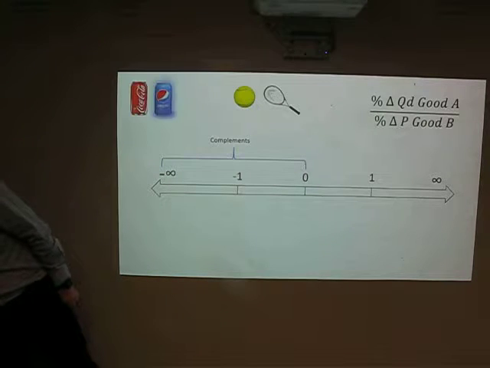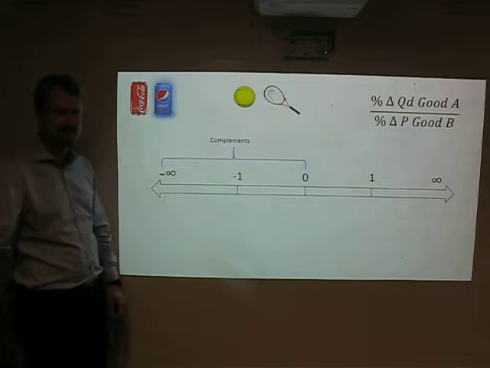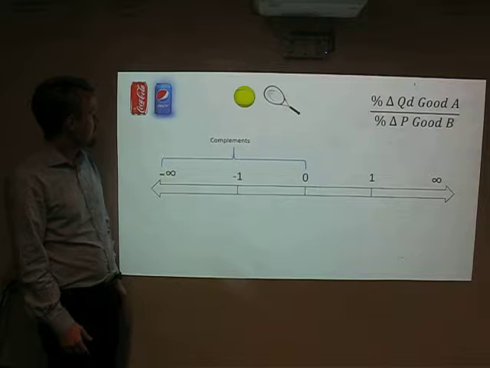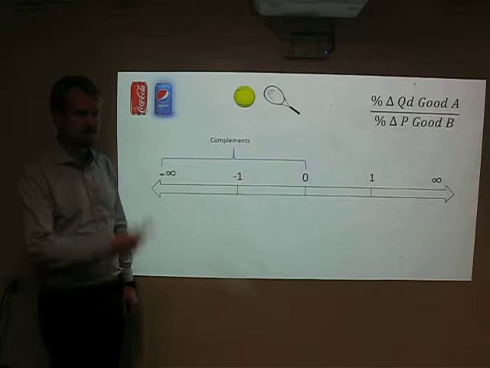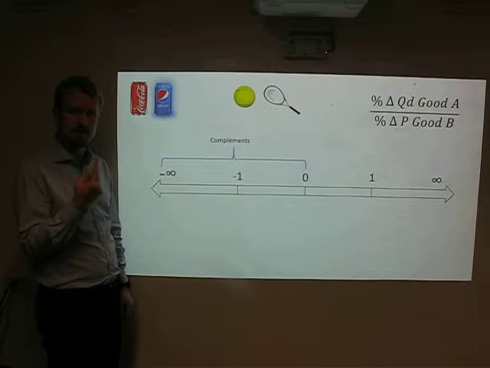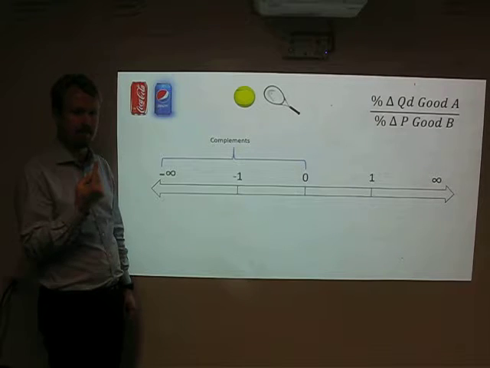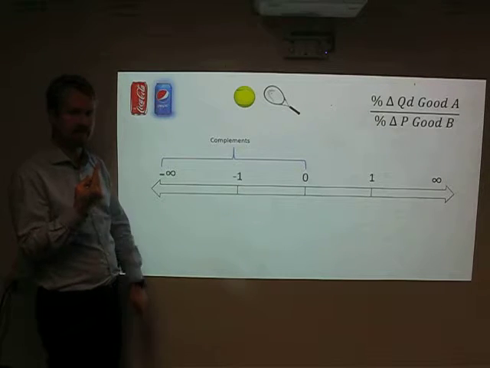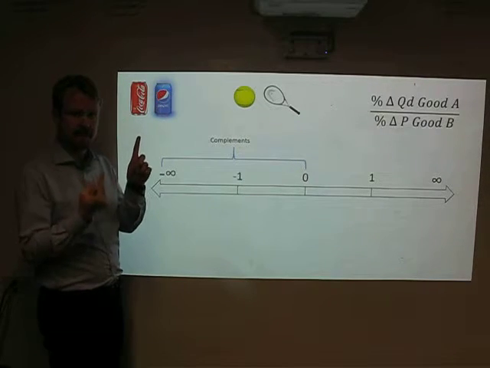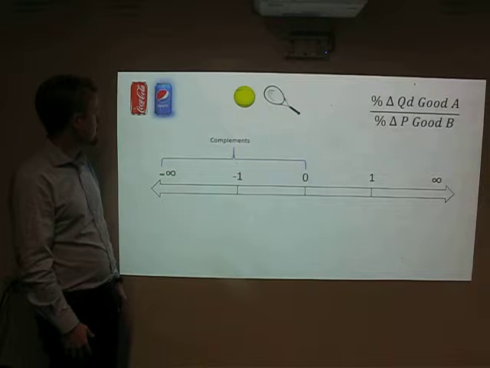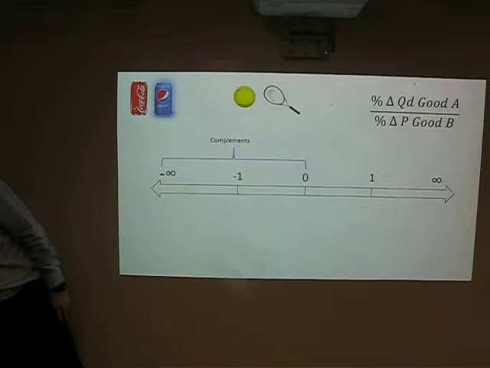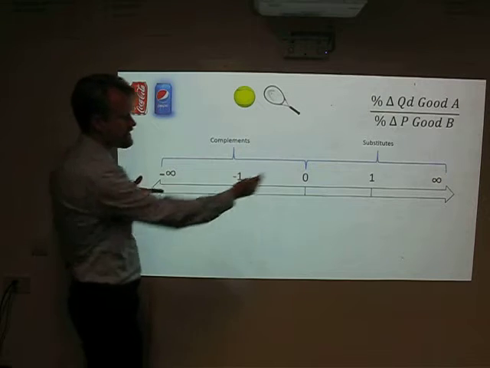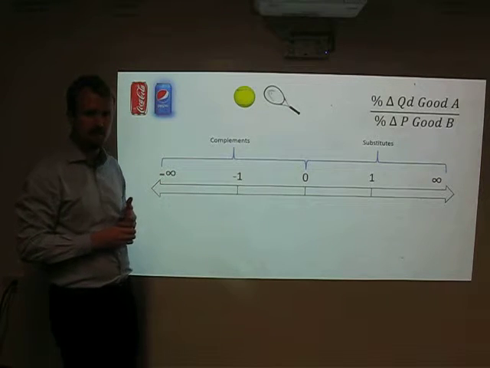If you have a substitute product, like say Coke and Pepsi, think about it again. If the price of Coca-Cola goes up, that means that fewer people are going to want to buy Coca-Cola, more people are going to want to buy Pepsi. The quantity demanded for Pepsi goes up as well. Positive divided by positive is going to be positive as well. So all substitute products are going to be on this end of the number line between 0 and infinity.